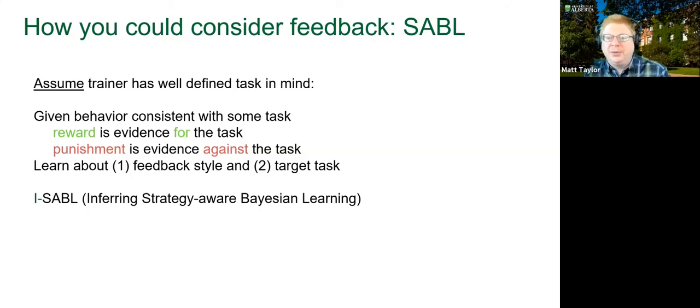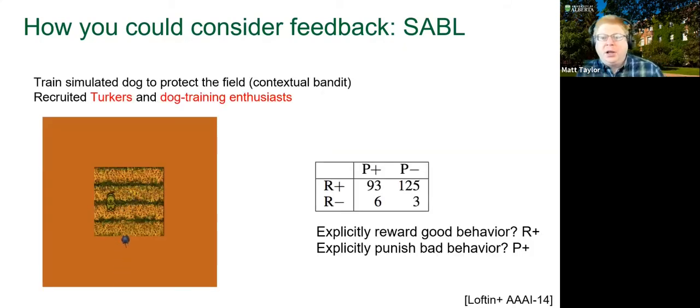So what does this look like in practice? Well, Robert Lofton and others trained a simulated dog to protect a field. So here you can see the dog moves in one of four directions. When the dog moves towards the rat, it chases the rat away. And in this case, the person says, good job, you get a green flash. When the dog does the wrong thing, it goes away from the rat, then in this case, the person is saying nothing. So over around 200 people did this, and we analyzed their behavior.